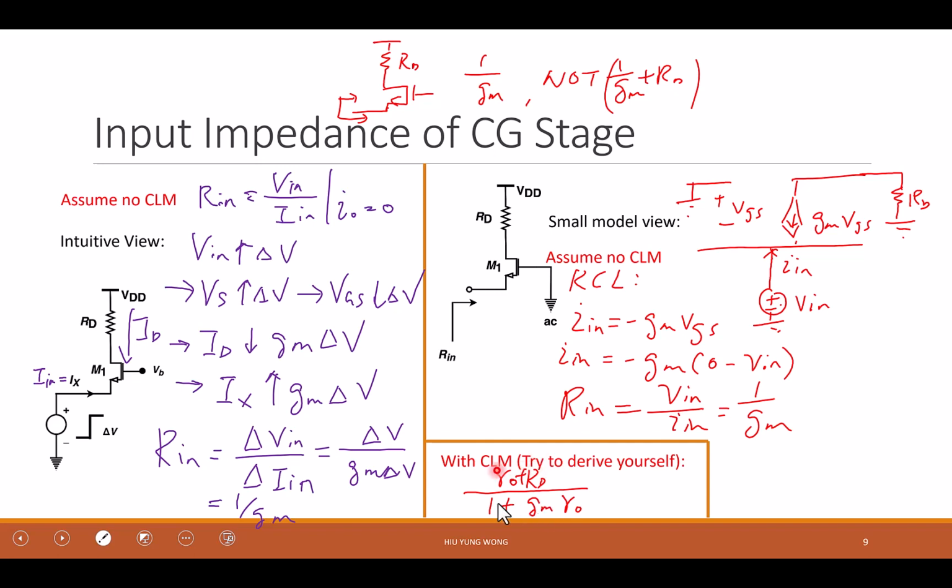If R0 is very large, you see that I can ignore 1. I can ignore RD because R0 plus RD is dominated by R0. It becomes R0. The denominator becomes GM R0. Then R0 got cancelled. Again, it's 1 over GM, which makes sense again.